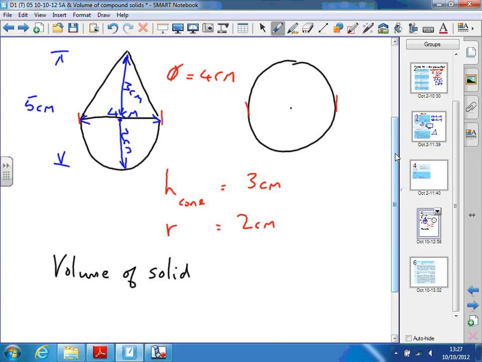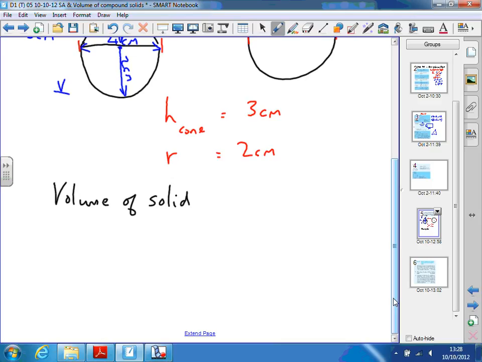Any ideas? I want to find the volume of that thing, so what are you going to do? Times them together? Yeah, add the volume of that to the volume of that. Rob, is that what you mean? Yeah, by adding them together. So if I find the volume of the cone and the volume of the hemisphere, add them together. So the volume of the solid, the total volume, equals the volume of the cone plus the volume of the hemisphere.